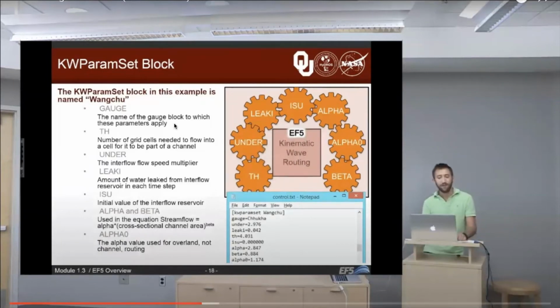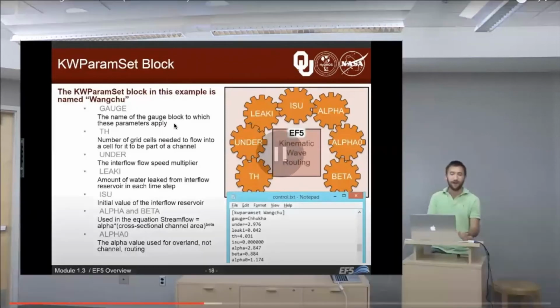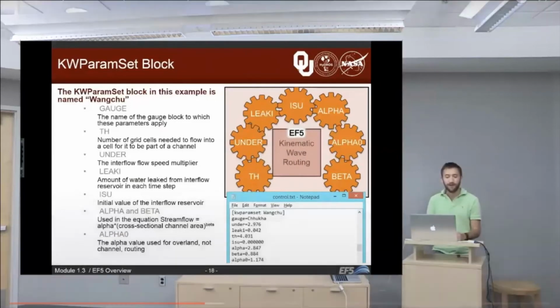Beta and alpha naught, which are used in an equation in the kinematic wave assumption. And that equation is stream flow equals alpha times cross-sectional channel area to the beta power. And so alpha and beta are for channel routing, alpha naught is for overland routing. Después tenemos alfa y beta. Esto se usa para la ecuación de caudal, que es dada por alfa por área transversal del canal elevado a la beta. Y alfa 0 es el valor de alfa utilizado para el enrutamiento por tierra, no por canal.